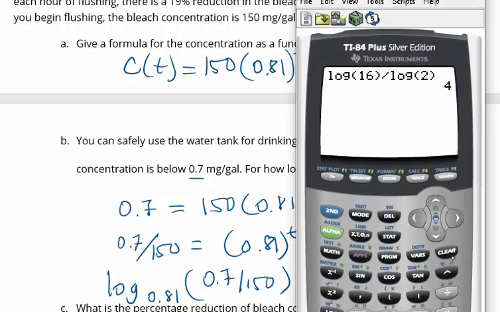Okay, and then you can use the calculator. So we'll just say log of that fraction, 0.7 over 150, and close your parentheses, divided by log of 0.81 is about 25.5 hours.